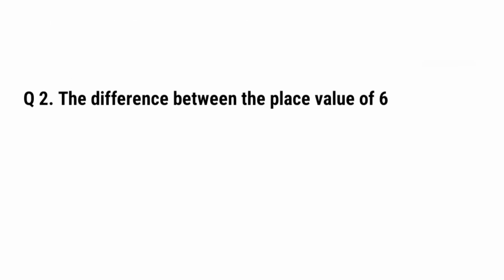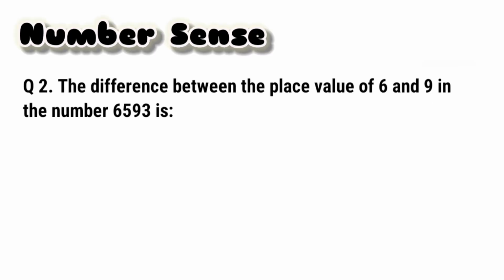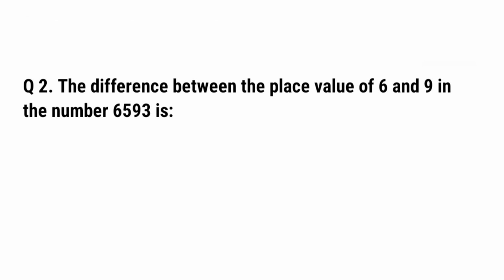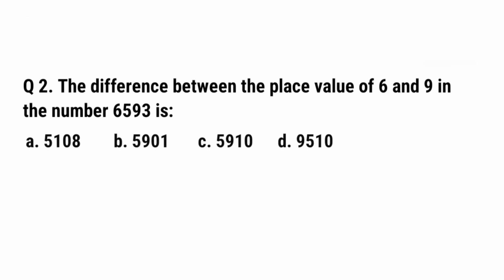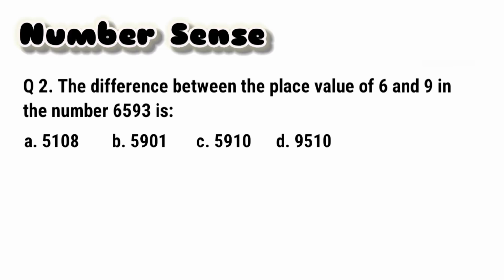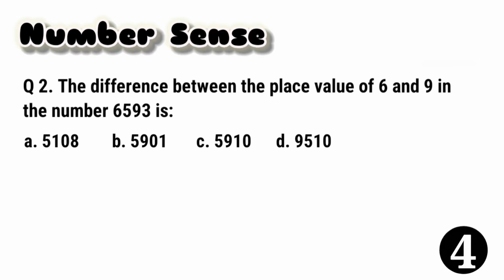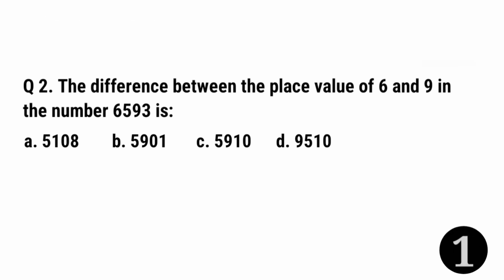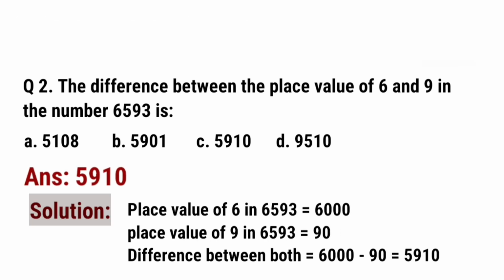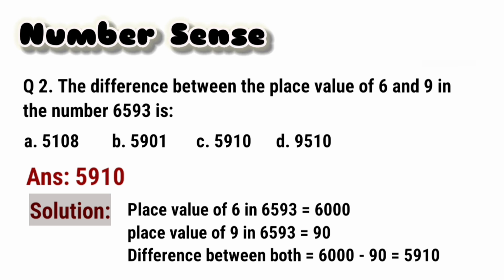The difference between the place value of 6 and 9 in the number 6593 is A 5108, B 5901, C 5910, D 9510. Answer option C 5910.